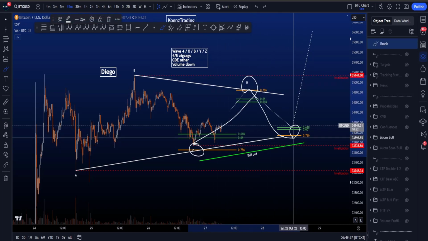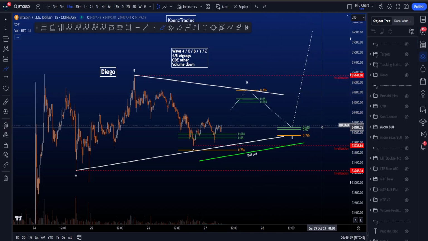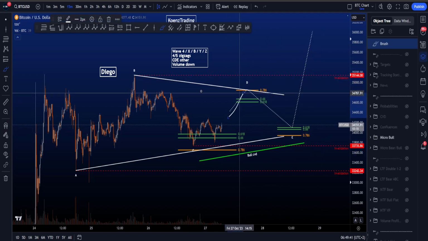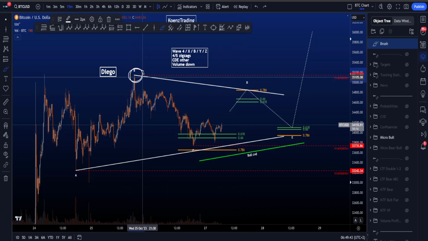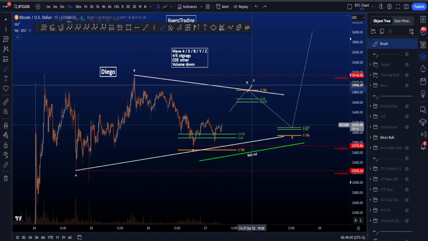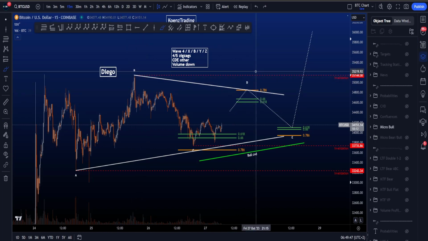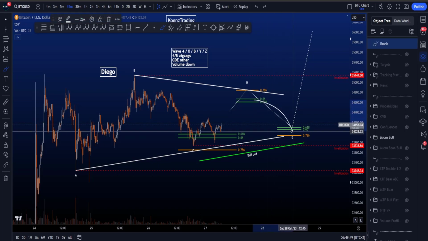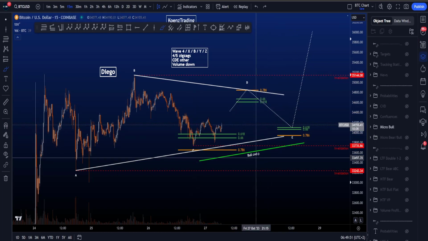Then you're going to be looking for E before continuation to the upside, where if we're moving up for D, you don't want to see B broken. The moment you break B over here and you move towards the upside, the triangle is invalidated. And if you move down for E, you don't want price to go below wave C.